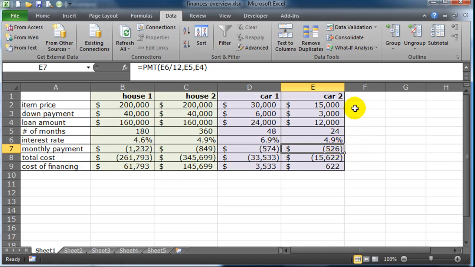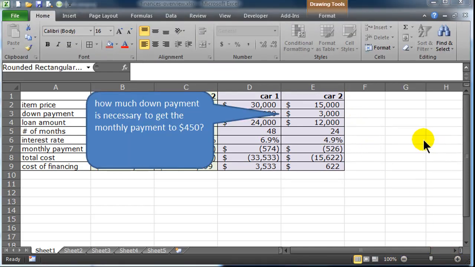So I want to use a tool called Goal Seek. Now in order to use Goal Seek, the cell that you are seeking information from needs to be a fixed number, not a formula. My goal is to find out how much down payment I need. How much down payment is necessary to get the monthly payment down to $450?